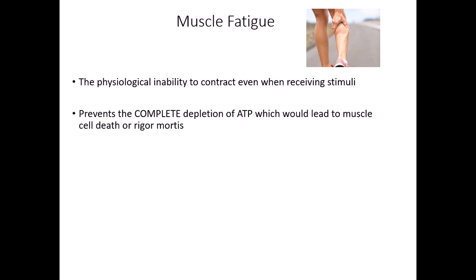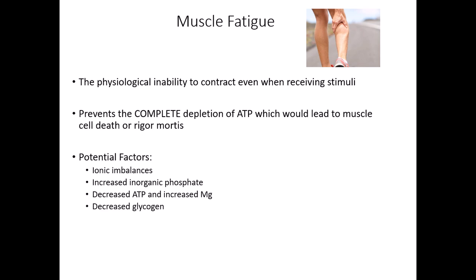So some of the things that seem to influence muscle fatigue include ionic imbalances. Sodium and potassium levels are really important for our muscle contraction and our neural conduction, as well as calcium. So if those things are off, that can be a problem. And increased inorganic phosphate. If too much phosphate is present, it can interfere with the regulation of calcium.